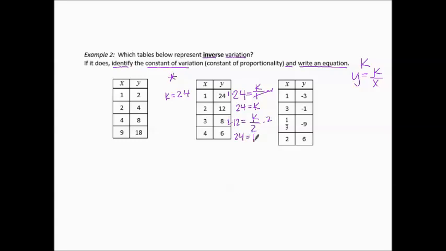24 is equal to k. I got 24 again. I look at my next one, I have 3 and 8. So 8 is equal to k over 3. Multiply both sides by 3 so that my 3's cancel. 24 is equal to k.